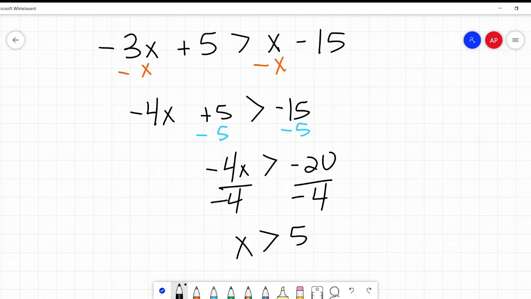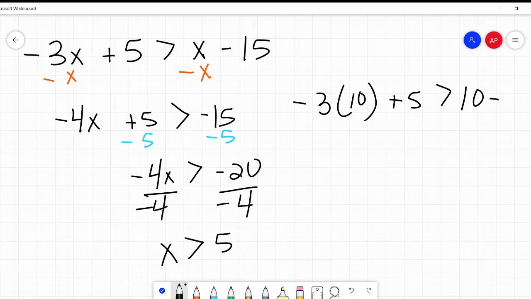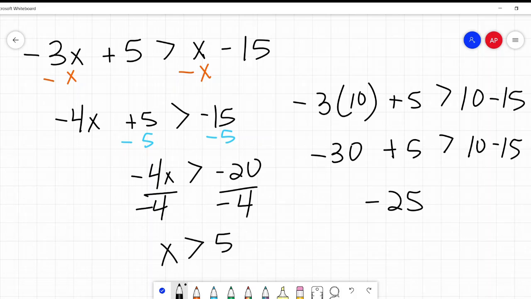Am I, though? Let's see what happens. What if I put something greater than 5 in here? Let's say I put 10. So negative 3 times 10 plus 5 is greater than 10 minus 15. Well, negative 3 times 10 is negative 30 plus 5 greater than 10 minus 15. Negative 30 plus 5 is negative 25. 10 minus 15 is negative 5. Ooh, it should be the other way.